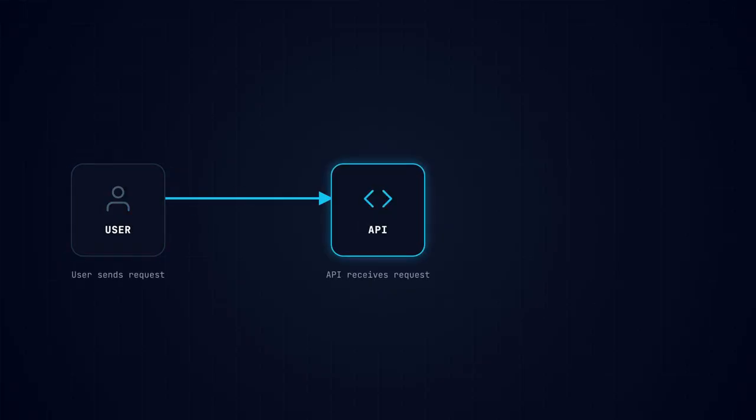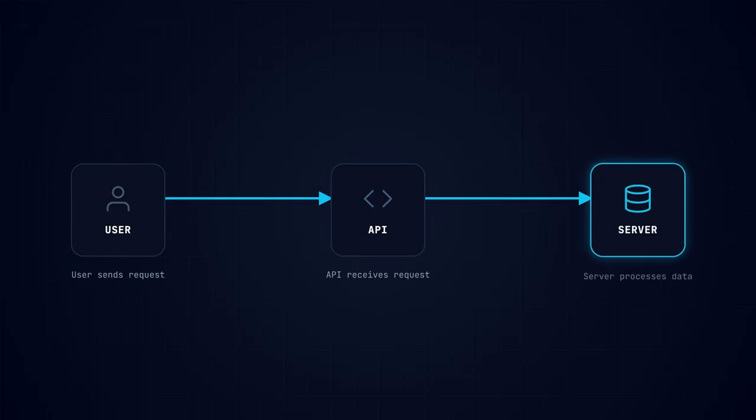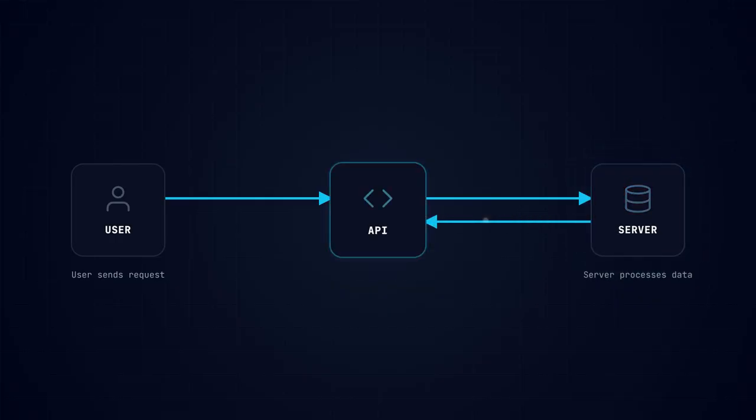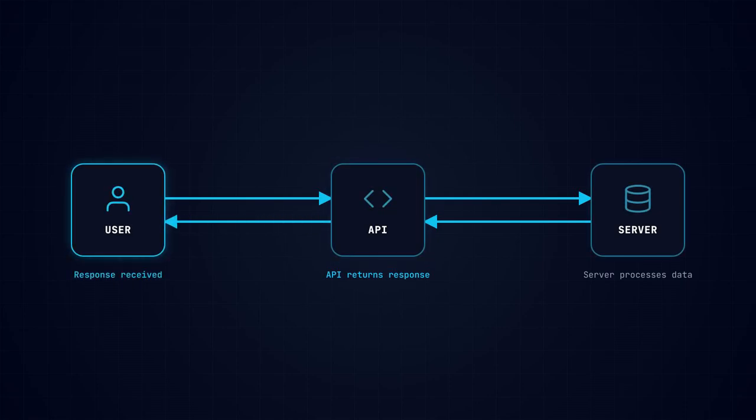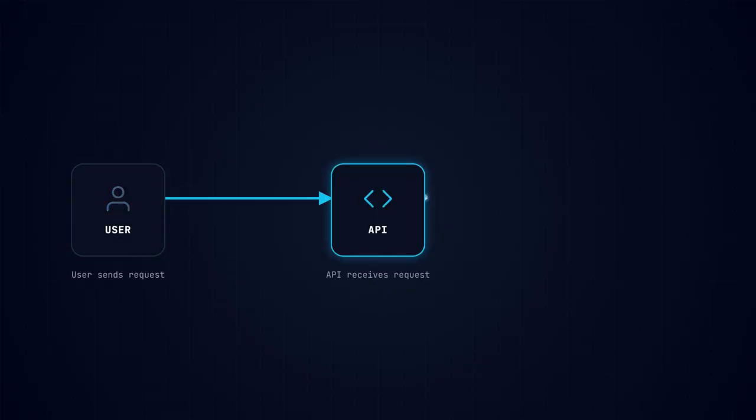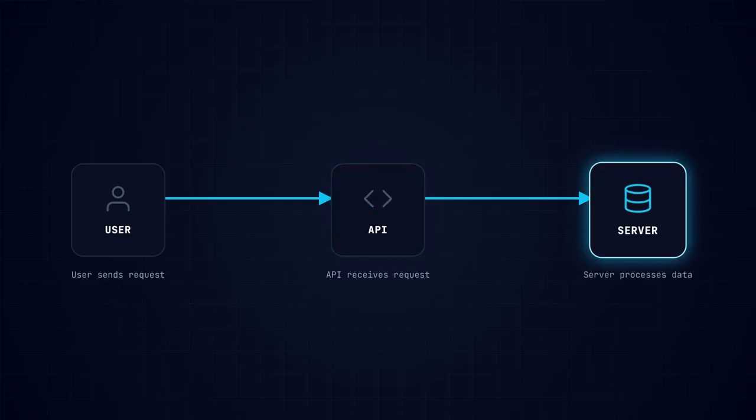Here's what typically happens when an API is used. First, a user performs an action in an app. For example, checking the weather. Second, the application sends a request to an API using a web protocol like HTTP. Third, the API communicates with the server or database to retrieve the required data. Finally, the API sends a response back to the application.